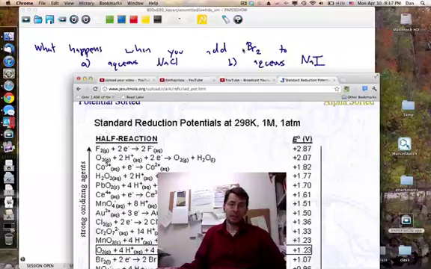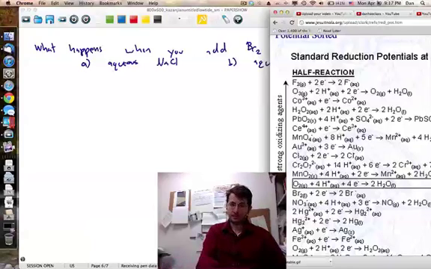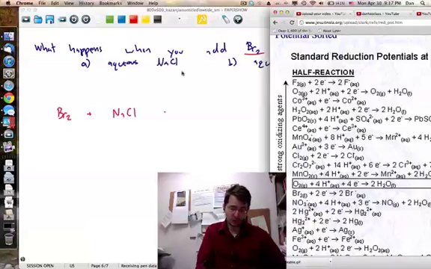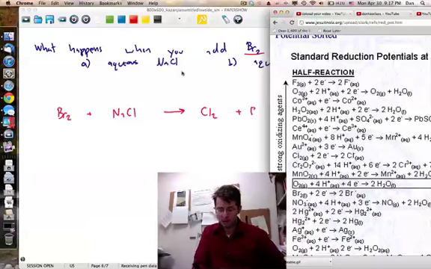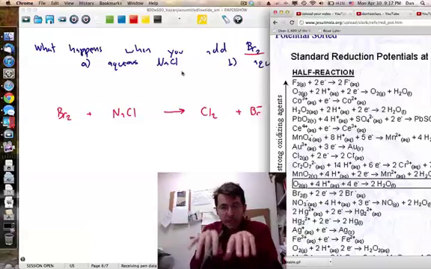What happens when you add molecular bromine, Br2, to an aqueous sodium chloride solution? All right, so we're dealing with two things, bromine and aqueous sodium chloride. The reaction we're looking at is, will the bromine act on the sodium chloride to produce chlorine gas and bromide ion? For this we can turn to the standard reduction potential table.